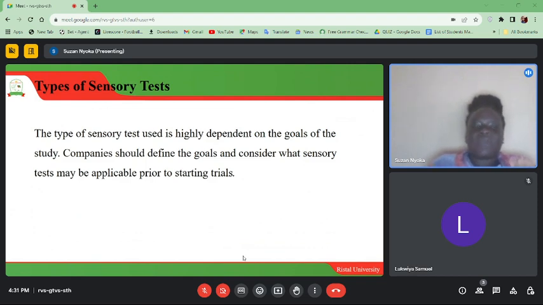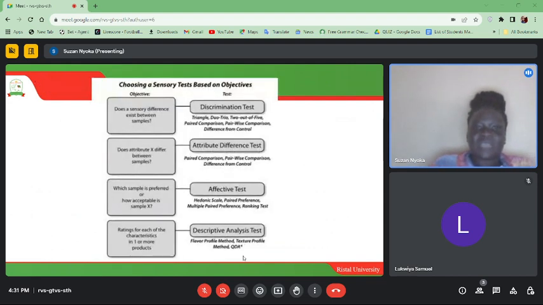Before you choose a type of sensory test, you need to first determine the goals. What exactly are you going to look at in this product? So, choosing a sensory test is based on objectives. There are different objectives that you can set for your product before you choose the best way to sensorily test it.